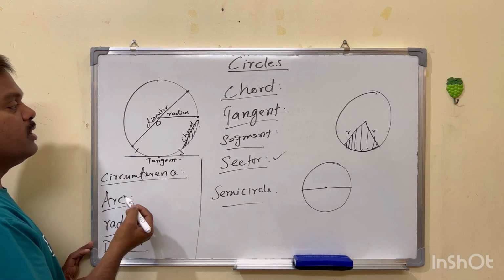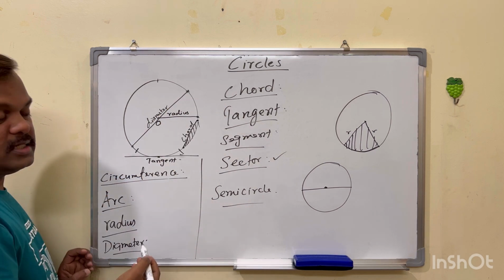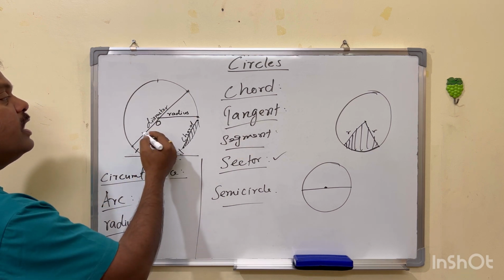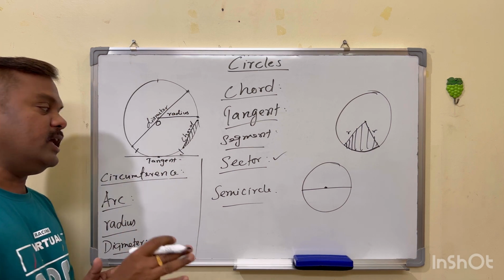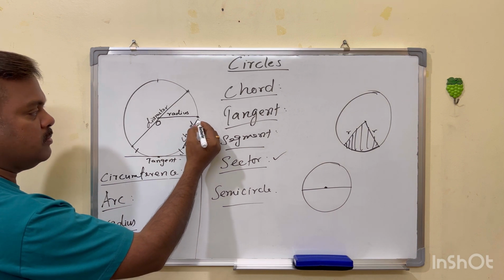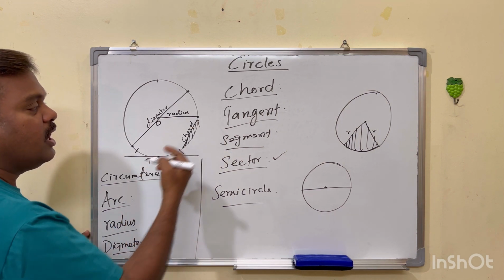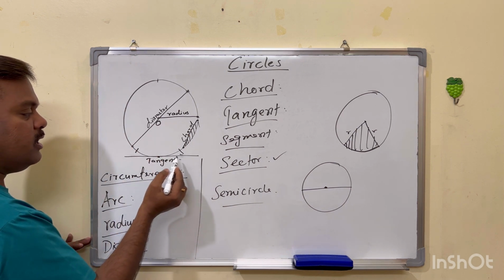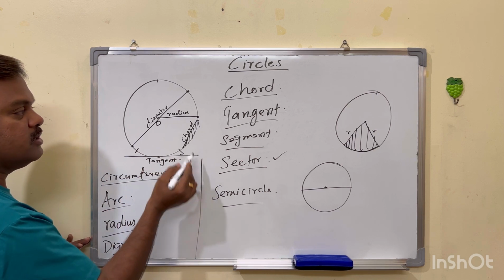Then diameter. Diameter means the distance across the circle, but it should pass through the center of the circle. The diameter is twice the radius, and the radius is half of the diameter. And chord: a line joining any 2 points on the circle is called the chord of a circle. And a tangent. What is a tangent? A straight line touching any one point on the circumference is called a tangent.